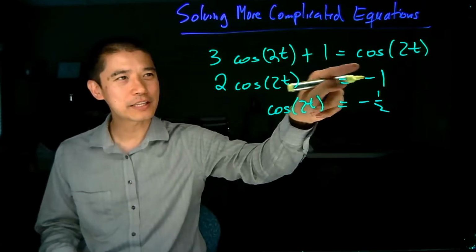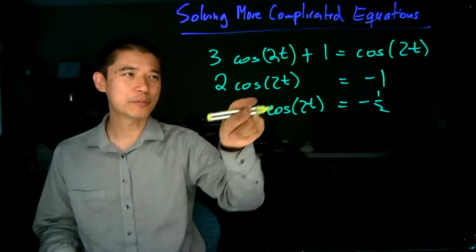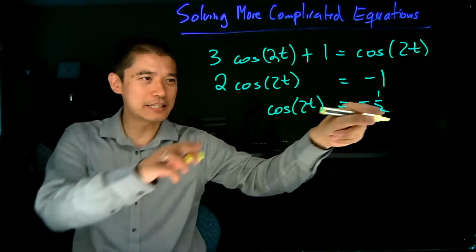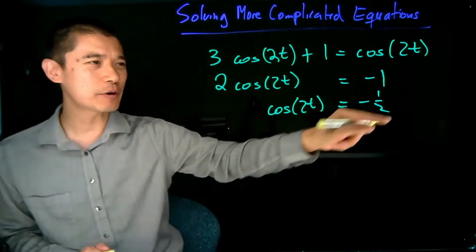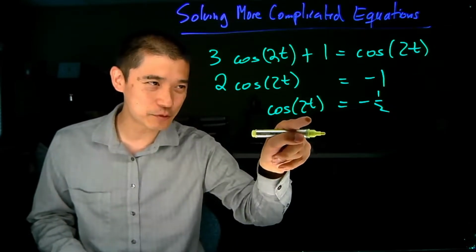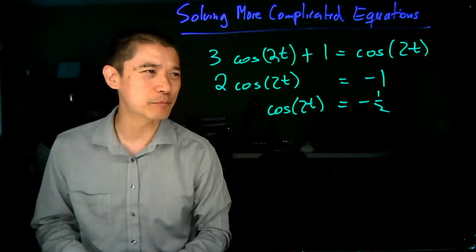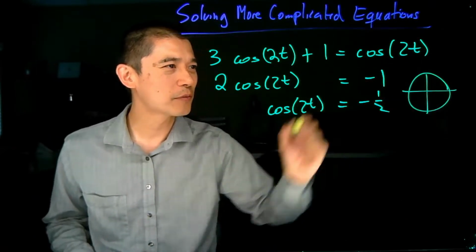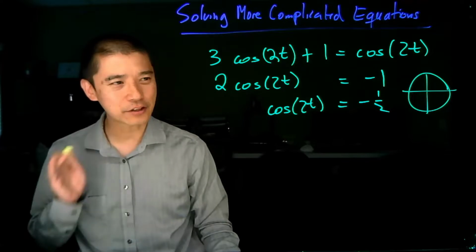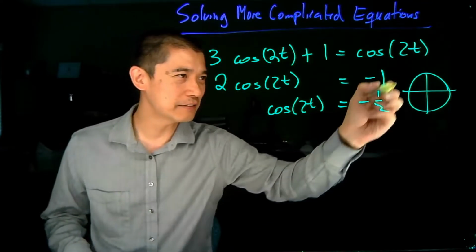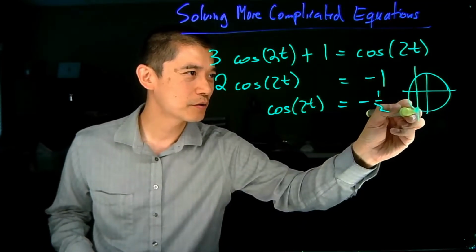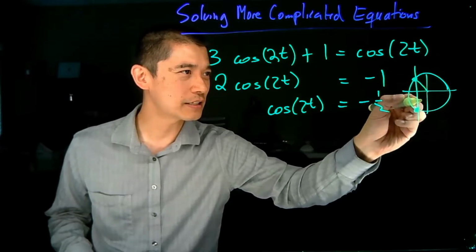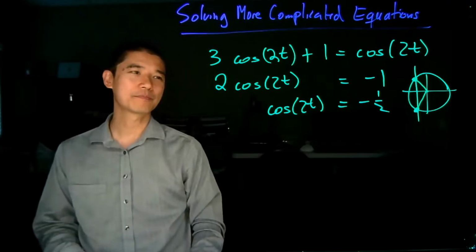Being able to understand that we're isolating the entire trig term and then using that to get to something that looks familiar. Now this form is familiar with the exception of this 2t in the parentheses. We'll deal with that in a moment. But let's take a look at the picture. We have our unit circle. Cosine is the x-coordinate. The x-coordinate is -1/2, so that's going to be this. We're expecting solutions in the second and third quadrant.